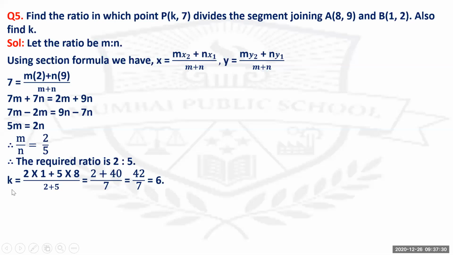After substitution, you'll get k equals (2 into 1 plus 5 into 8) upon (2 plus 5). That you'll get as (2 plus 40) upon 7. So that is 42 upon 7. That is equal to 6. 6 sevens are 42. So the value of k equals 6. Is this clear to all the students? So therefore k equals 6.